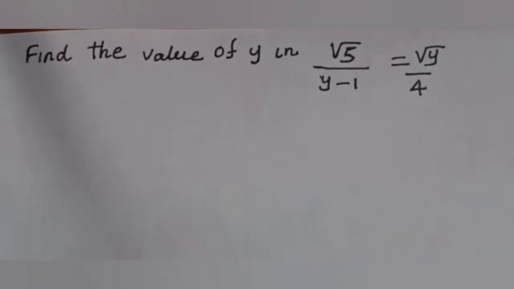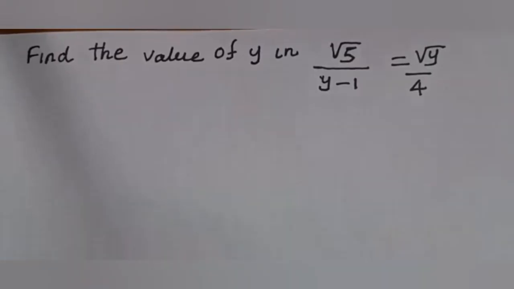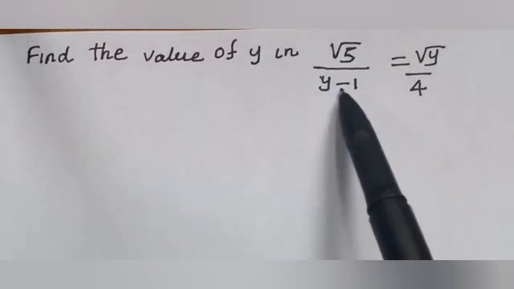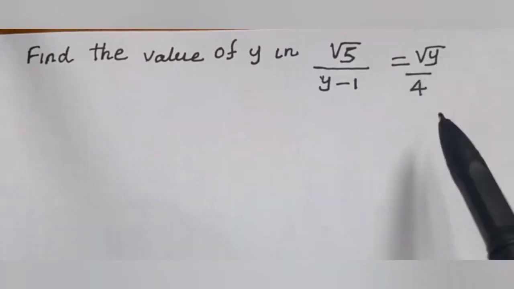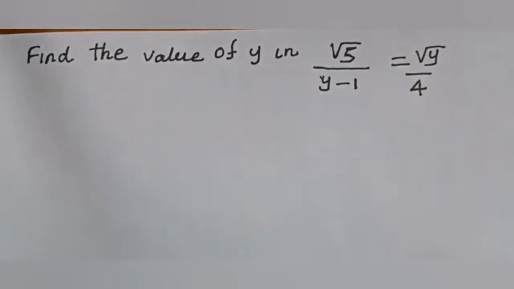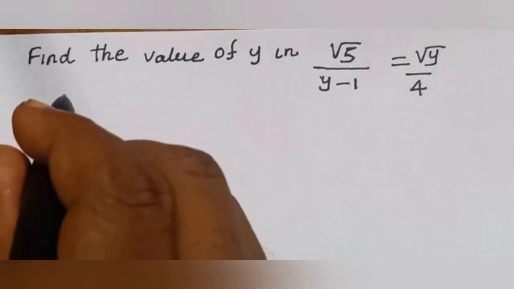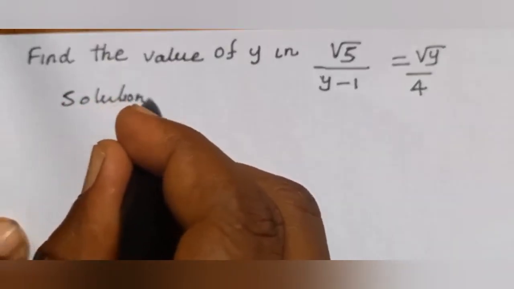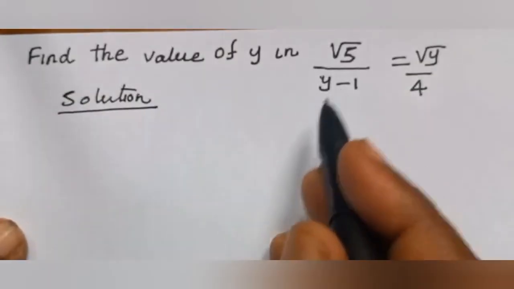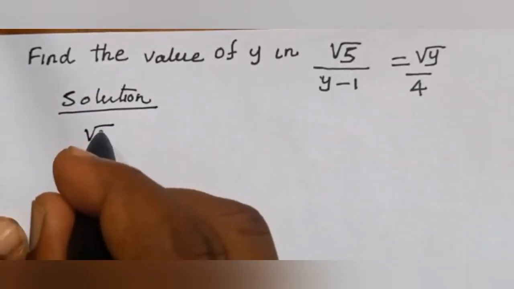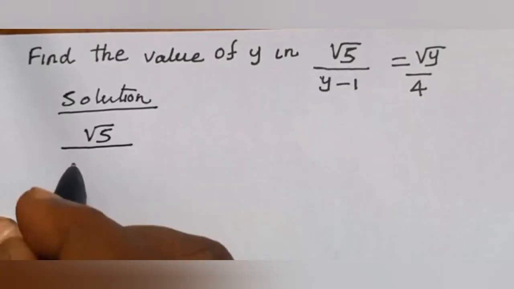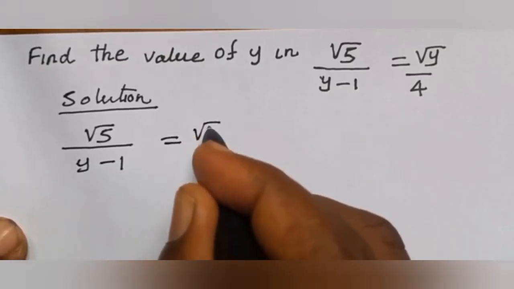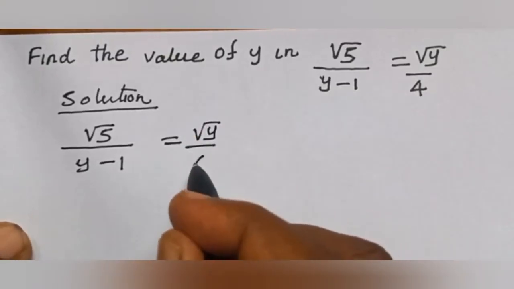With me here, we have the expression, which is root 5 over y minus 1 equals root y over 4. And here we are told to find the value of y. Let's go. Let's proceed as follows. Solution. We have root 5 over y minus 1. This equals root y over 4.